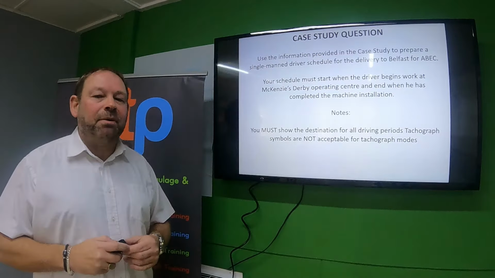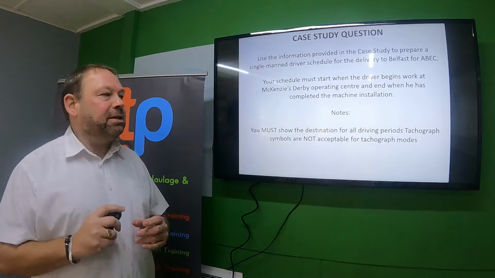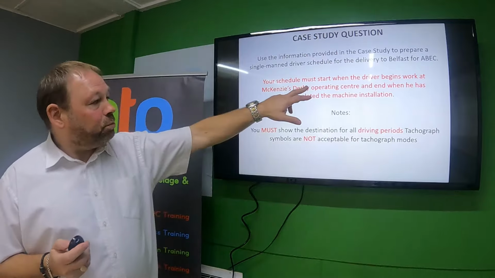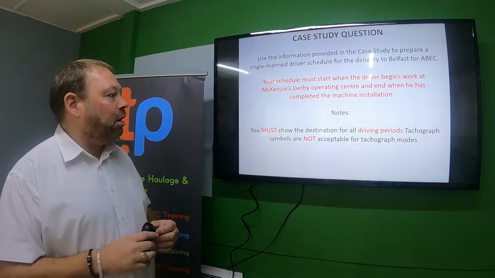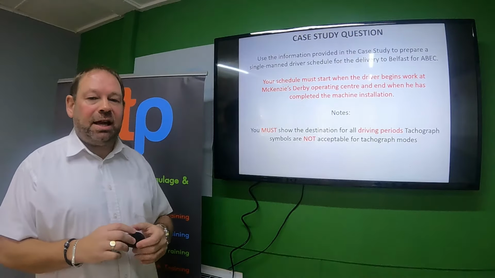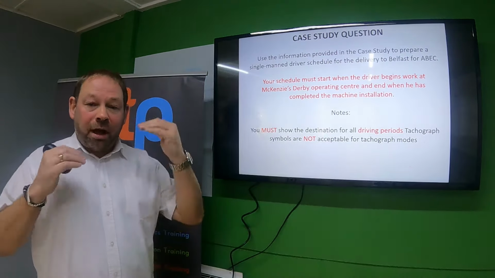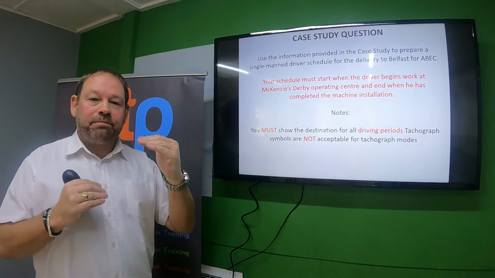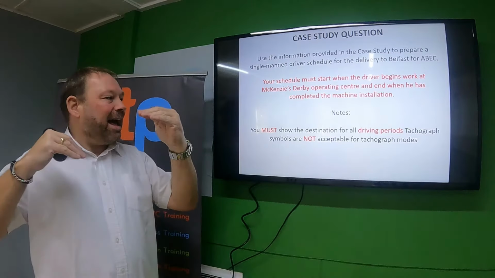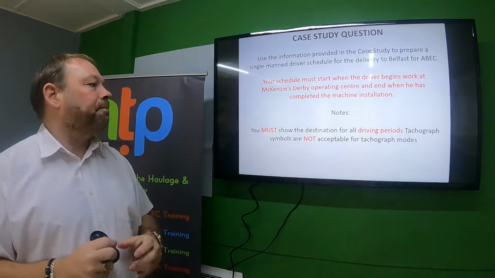Okay, welcome back. So let's have a little look and see what you found. Did you find anything at all? Hopefully you did. So what actually here is relevant? Your schedule must start when the driver begins work at Mackenzie's Derby Operating Centre and end when he has completed the machine installation. This has just given you an indication of the overall journey we're working out. So it starts at the operating centre and ends after the machine has been installed. So we now know the full schedule.